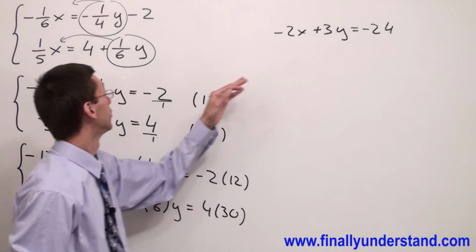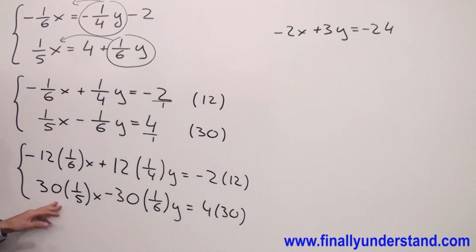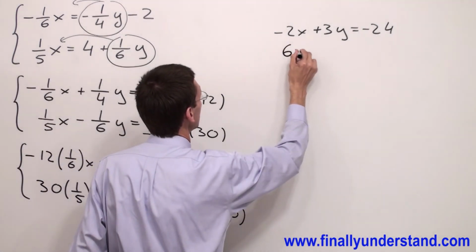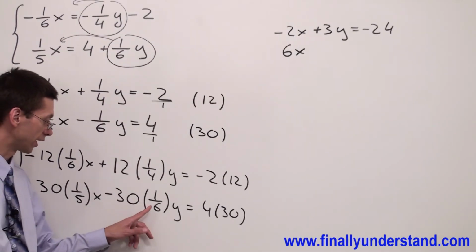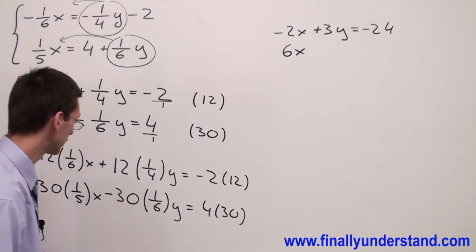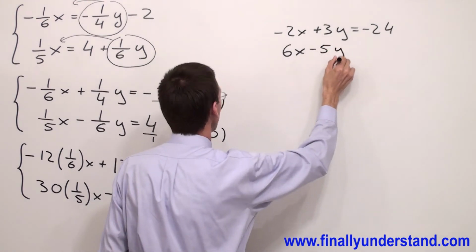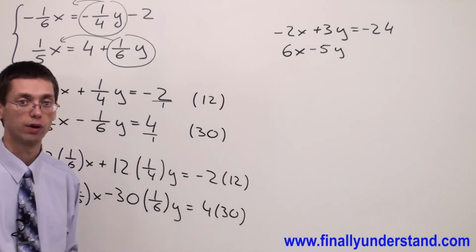This is the simplified first equation. Next, we have 30 divided by 5, which is equal to 6. 6 times 1 is equal to 6. That's why I'm going to write over here 6x. Negative 30 divided by 6 is equal to negative 5. Negative 5 times 1 gives me negative 5y. And 4 times 30 is equal to 120.